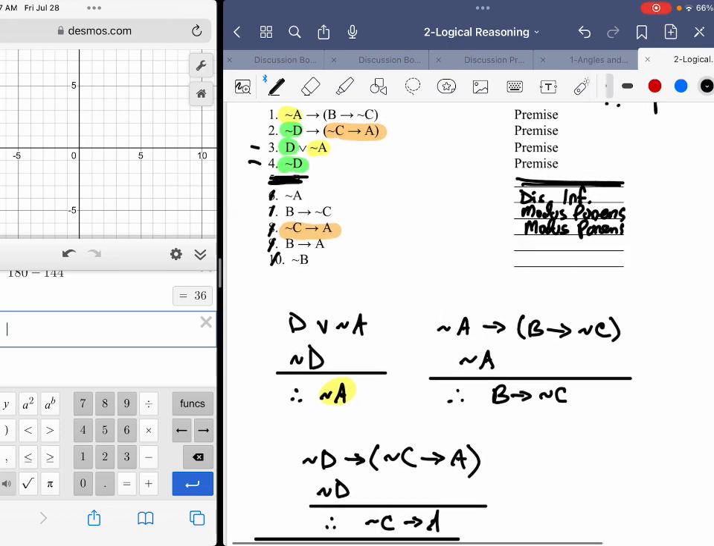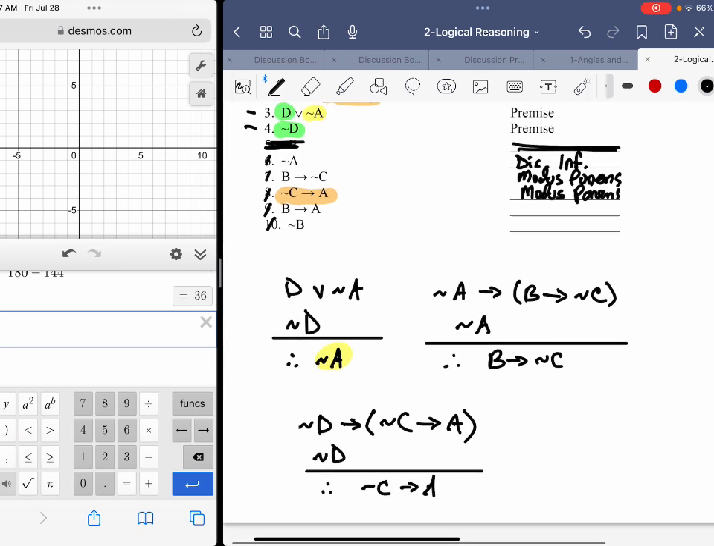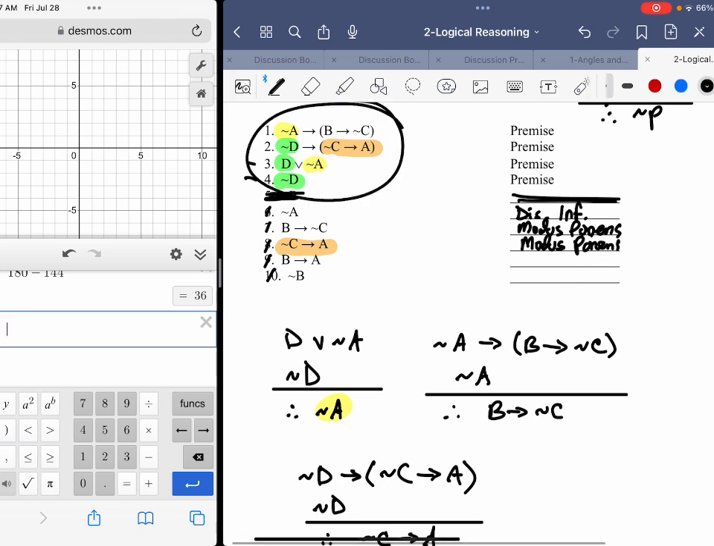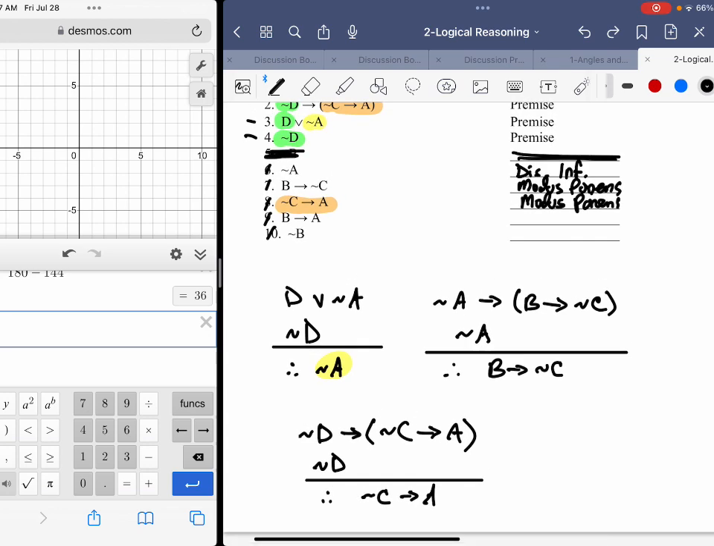All right, B, then A. Well, I don't see anything in my set of premises that has a B, then an A in it, but I do see that I have, let me get a fresh new color here, B, then not C. These are now known to be true sentences. B, then not C. And then I have a not C, then A.